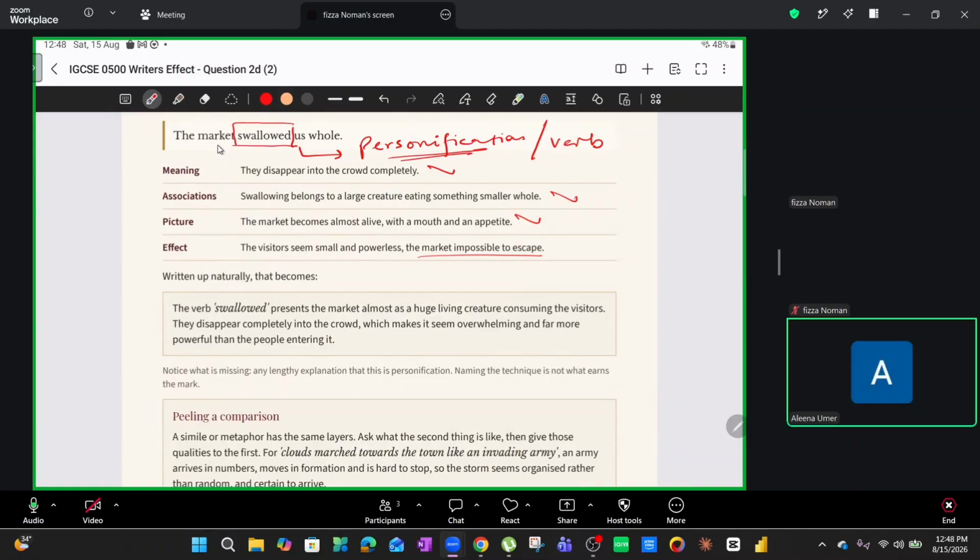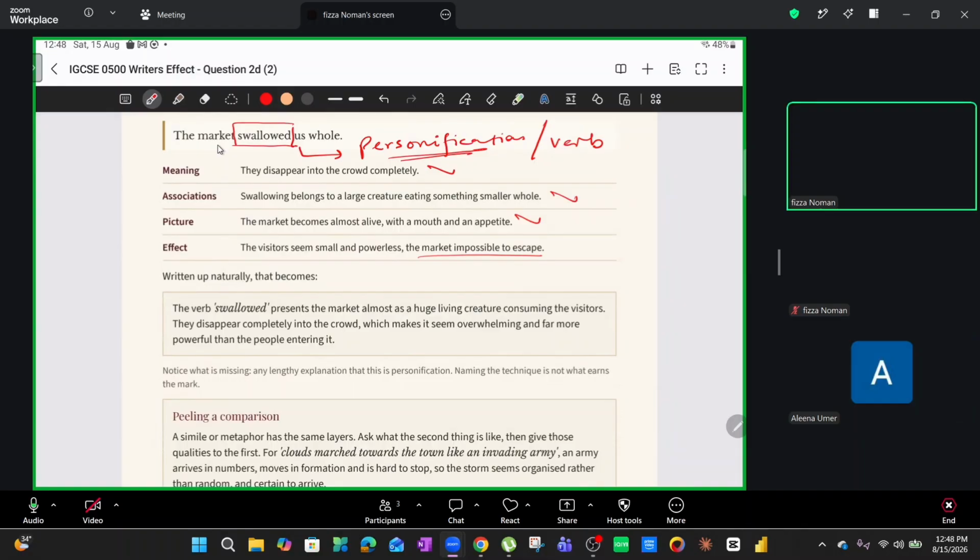Yeah. So let's see how it comes alive in writing. The verb swallowed presents the market almost as a huge living creature consuming the visitors. They disappear completely into the crowd, which makes it seem overwhelming and far more powerful than the people entering it. Once you enter this marketplace, good luck coming back in a couple of hours, right?